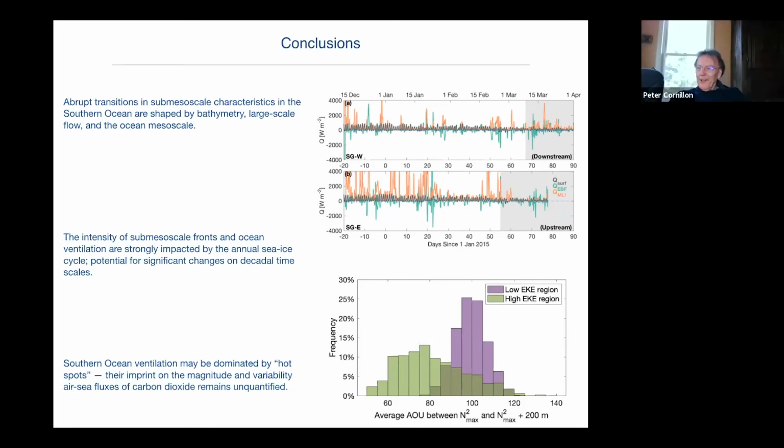This is Peter Cornellan. This is probably way off target, but what happens when you have very strong diurnal warming? How does that affect things? You have a very, very stratified layer that's 1 meter deep or 2 meters deep, but at the surface.